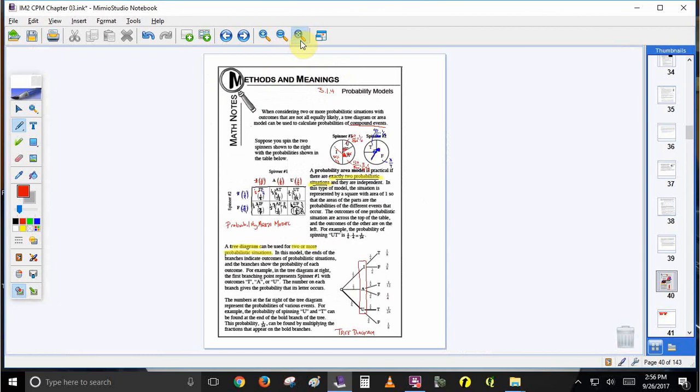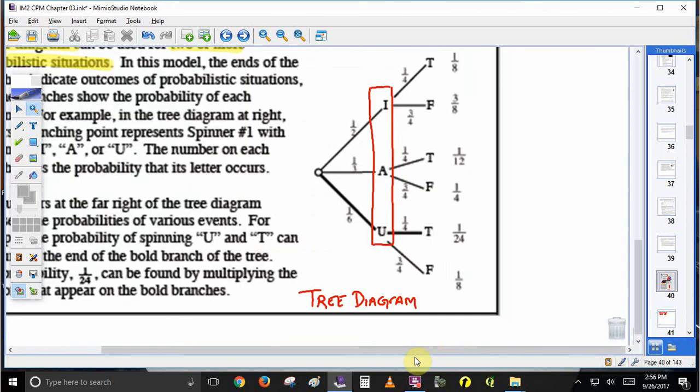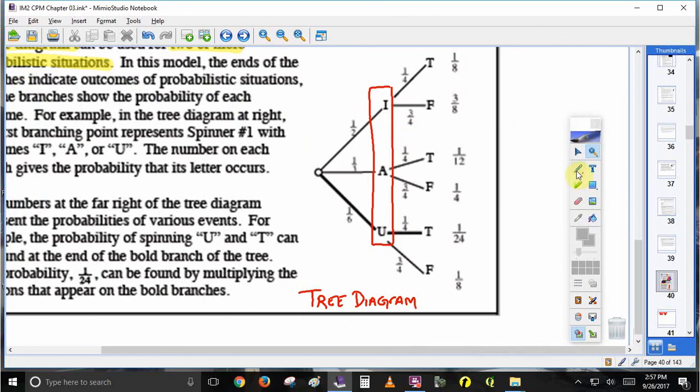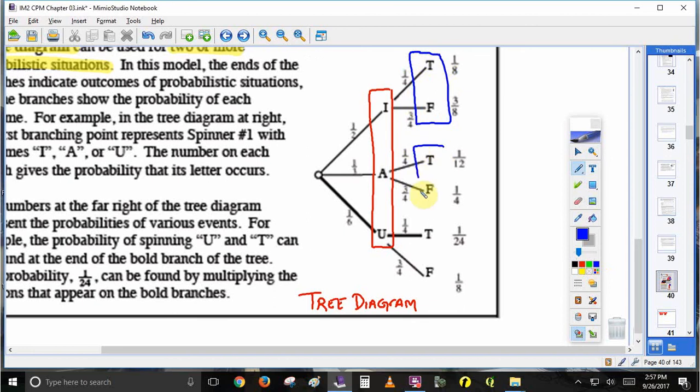Let me make sure that these colors match. Yes, they do. We have our first spinner here, where we can get an I, an A, or a U, and we have our second spinner in each of the branches. So we have T, F there, and T, F. So if I wanted to figure out what were the odds of getting, say, AT, what I'm actually going to end up looking at is this path right here.